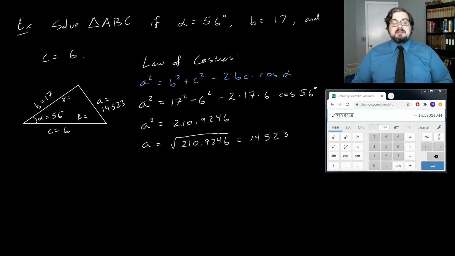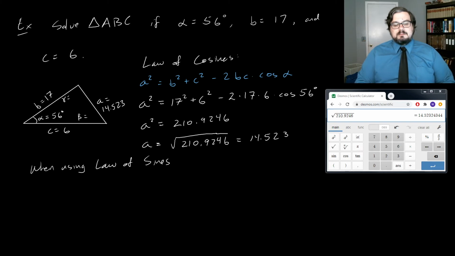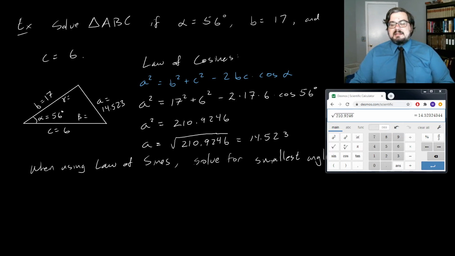Now from here we need to move on. Now we know all three sides and one angle inside. At this point we can use the law of sines. Now another piece of information or another trick that we can use here when using the law of sines at this stage, you want to solve for the smallest angle, since it is always acute.